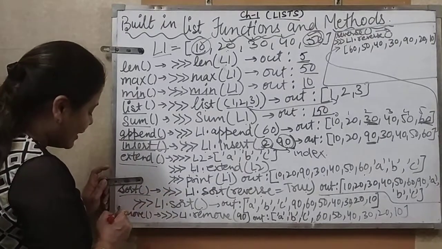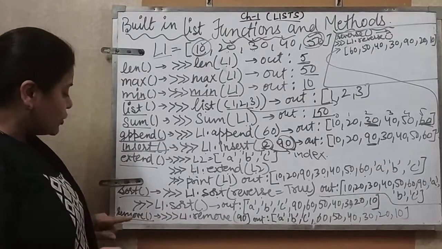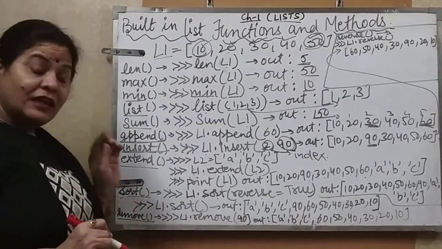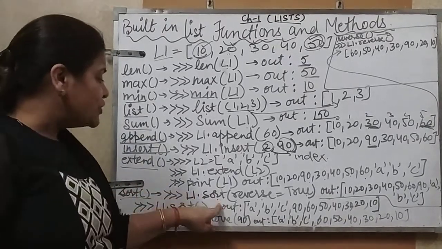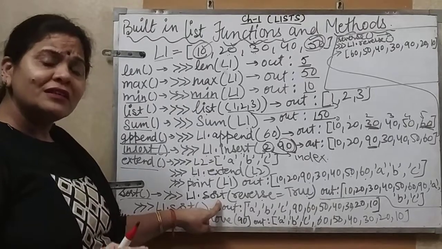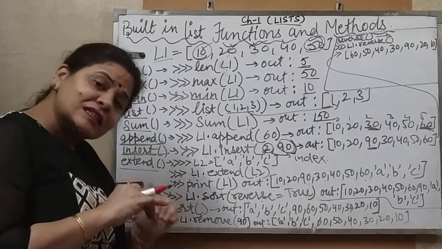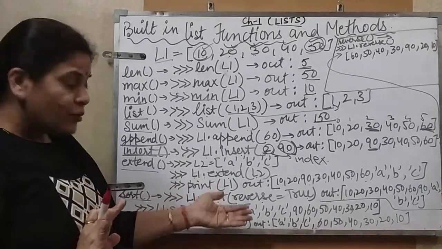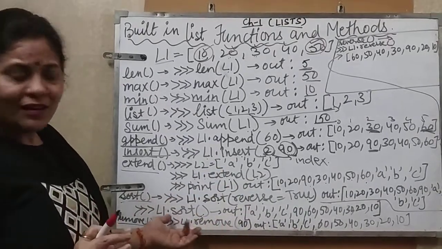Next is the remove function. Now one more thing here: when we are using the sort function, as we know lists are mutable, so whatever changes it makes, either the ascending order list or the descending order list, those changes will be done in the list itself. So the original list will be destroyed. On the original list itself, it will override the new content of my list.